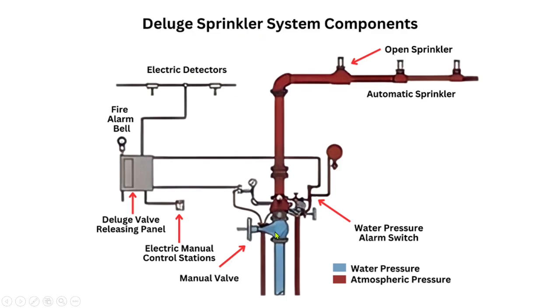This is the deluge system schematic. You can see the sprinklers are open. These are the electric detectors, which will detect heat or smoke. In the case of a transformer, they will detect heat. The fire alarm panel then activates the deluge valve, so the deluge valve will open and water will flow through all sprinklers.